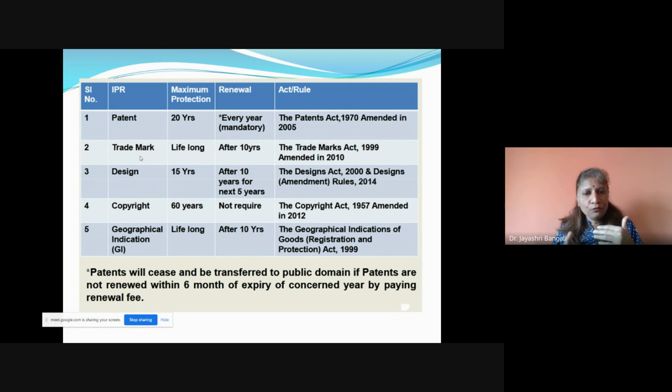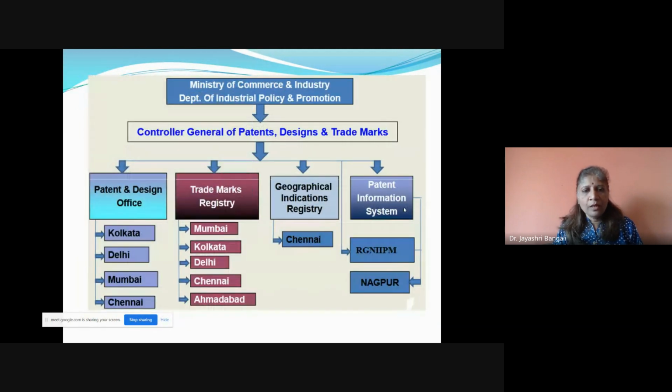So we have to renew every year. Actually, it is mandatory. Even if the patent is granted to you for 20 years, you still have to renew it every year. It's a standard procedure for everything. But before expiry, you have to renew it. Otherwise, the grant will go.